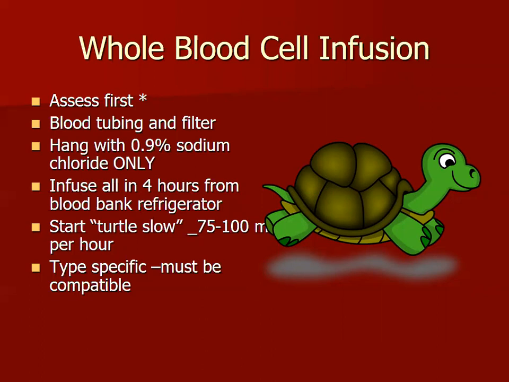Now, we also give it through blood tubing and a specialized filter. It's usually a Y tubing. We hang only 0.9% sodium chloride. We infuse all of them within 4 hours from the time that we take them from the blood bank or the time that we start it. We need to start it slow, at like 75 to 100 milliliters per hour. We don't want to run it too quickly, because if they start to have a reaction, then they may have gotten quite a bit of it. So we start it out slowly. And then it's type specific, so we need to make sure that there's compatibility, type, and cross match, so we're giving the right kind to the right person.